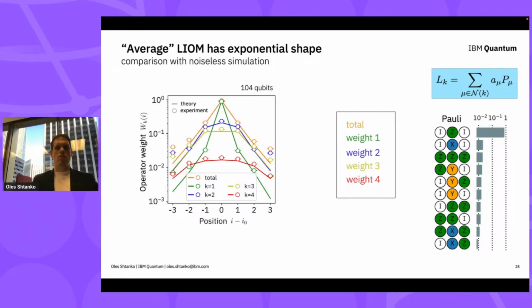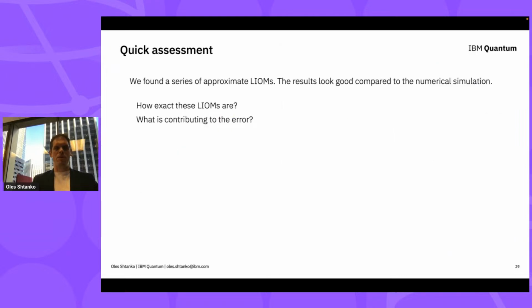Okay, so now I stop at this moment for a quick assessment, especially for many-body physicists. We found the set of approximate LIOMs, and the result looked good compared to numerical simulation. But we haven't yet answered how good these local integrals of motion are without comparison to any numerical simulation. Do we find the real conserved operators? That is one important question. And second, if there are errors, and of course there will be errors, what's the main contribution to this error?